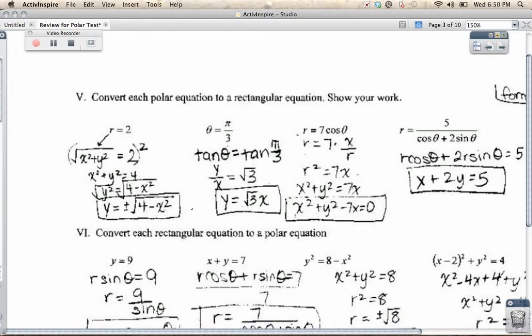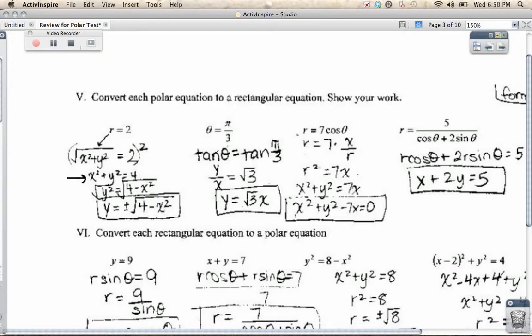So you should know that r is the square root of x squared plus y squared, which is equal to 2. So if I square both sides to get rid of that radical, I get x squared plus y squared equals 4. Now you can stop here and recognize this as an equation of a circle. If you solve for y, you get the two halves of the circle, the positive square root of 4 minus x squared and the negative square root of 4 minus x squared. So either this answer or the answer at the bottom is acceptable.